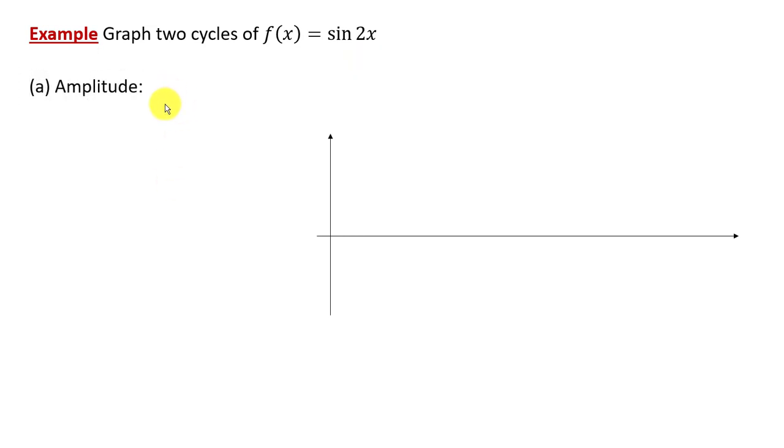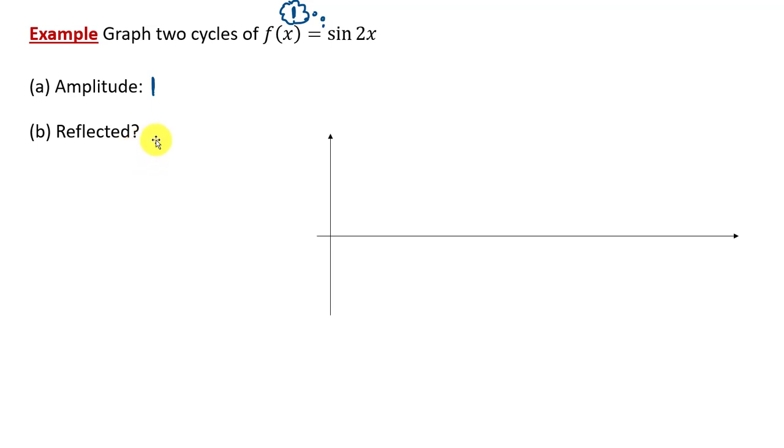Let's start with the amplitude. What will be the amplitude of the graph? Well, remember the amplitude corresponds to the absolute value of a number that stands in front of sine or cosine. Since there is no number written here, it means that it's actually 1. So amplitude is 1.